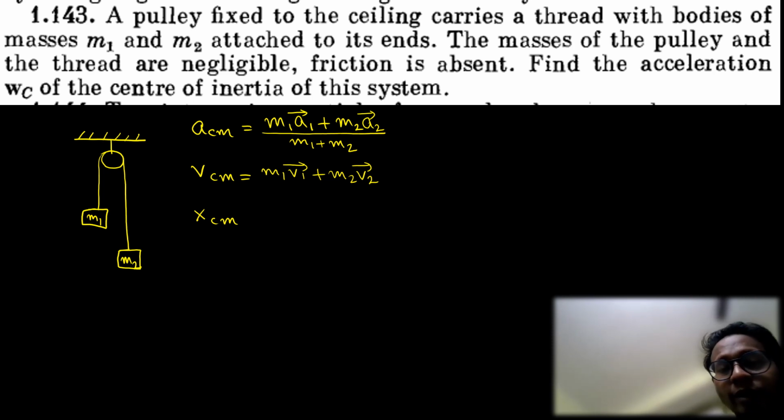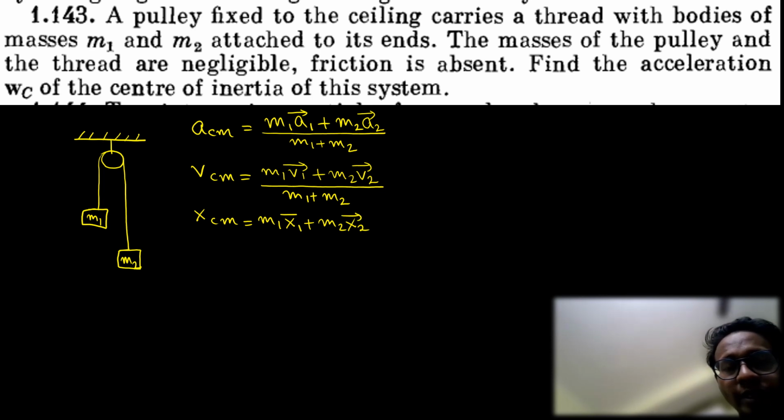If there are three bodies, plus mass 3 into velocity of body 3, divided by m1 plus m2 plus m3. Or the position of center of mass, similarly, mass 1 into position of body 1 plus mass 2 into position of body 2, divided by m1 plus m2. If there are more than two bodies, then plus mass 3 into acceleration 3 vector, and in the denominator plus m3.